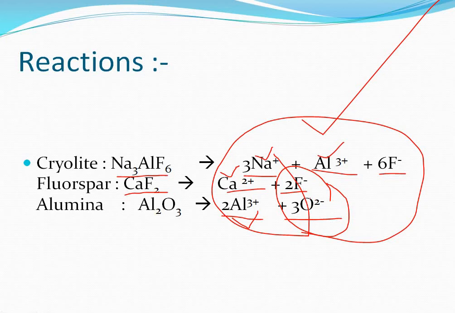So aluminium being lower in the electrochemical series, that electrochemical series is not in the part of your syllabus right now. But we talk about this again in the electrolysis chapter. Okay, so aluminium, being lower in the electrochemical series, is preferentially discharged at the cathode only.